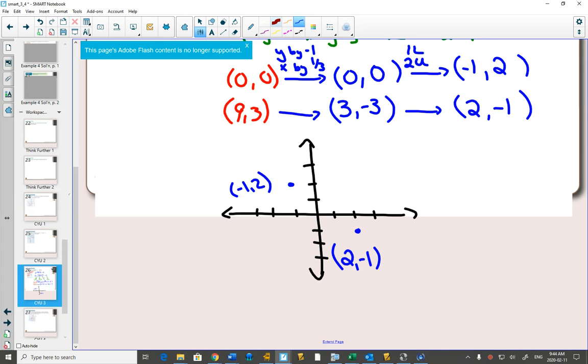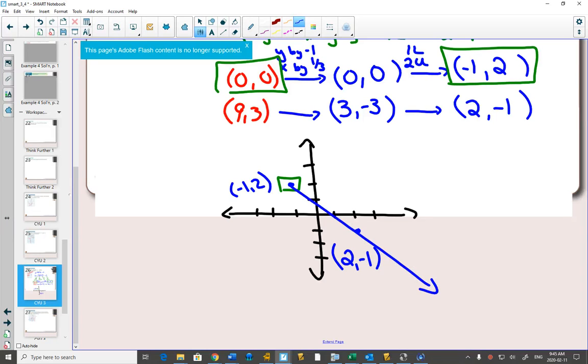And I have 2 points. And I know that this one was 0, 0 to begin with. So this point is going to be my starting point. Now, how do I draw the shape? That's the next important thing. Because I could draw a straight line, but I would lose marks for that because it's not a straight line.